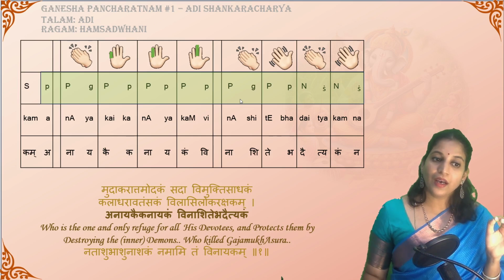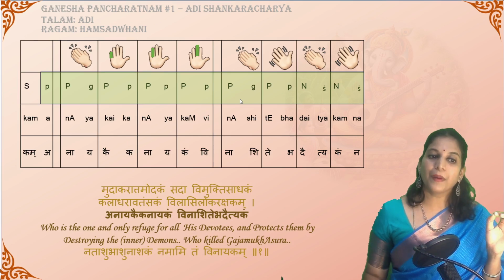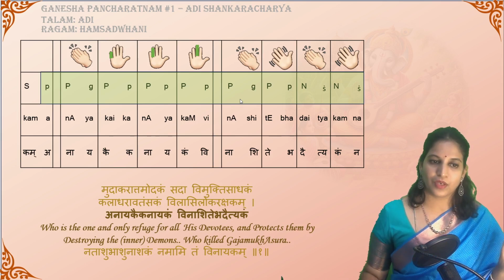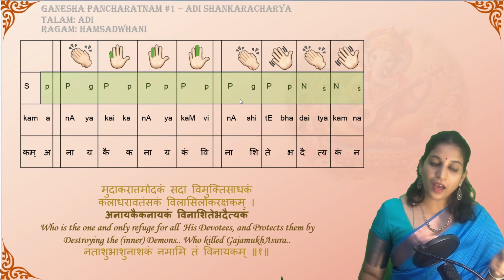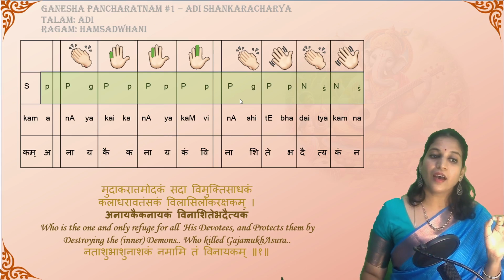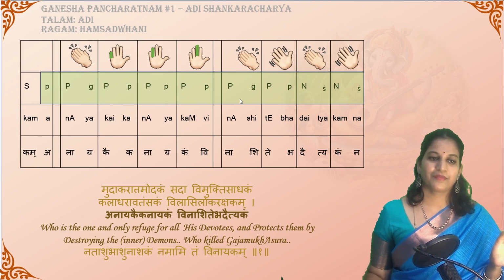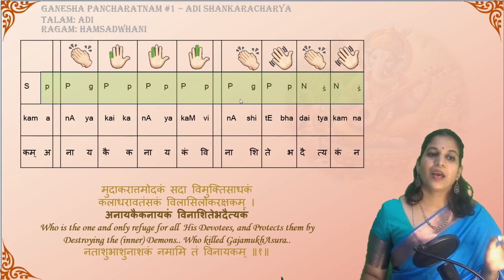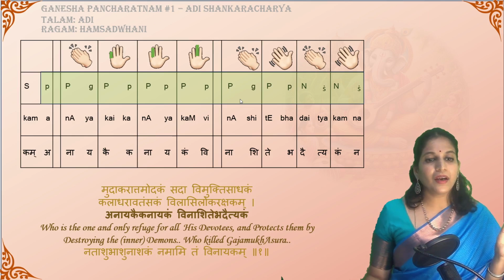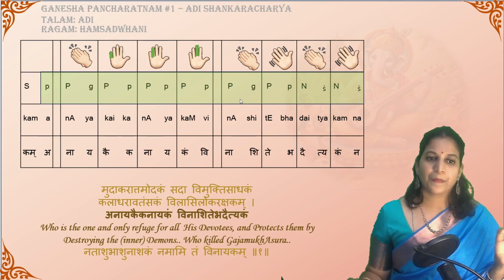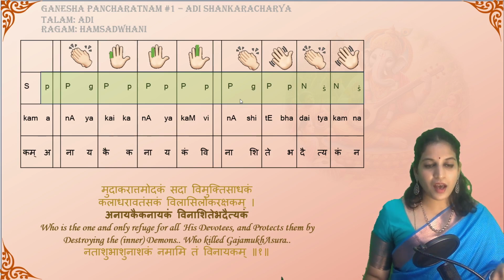Papa ga pa pa pa pa pa. 1 2 3 1 2 3 1 2 3. Anayakai kanayakam. Papa ga pa pa ni sa ni. Vinashite.